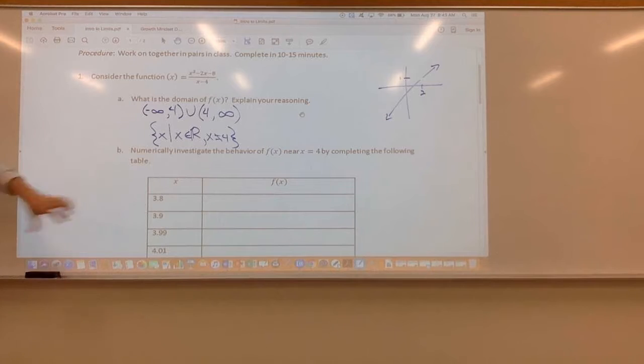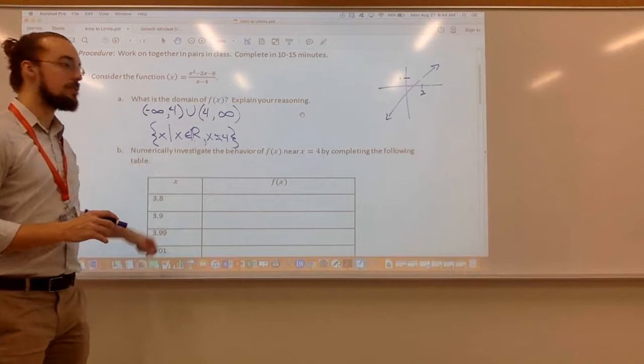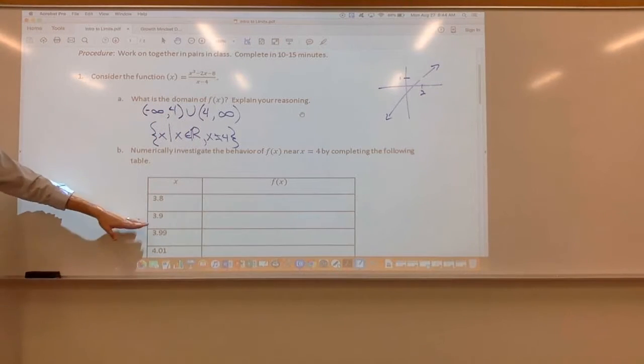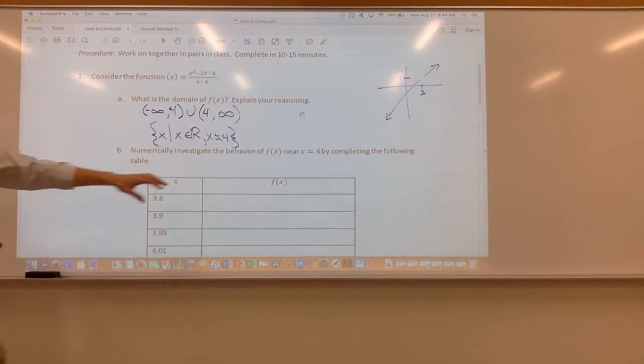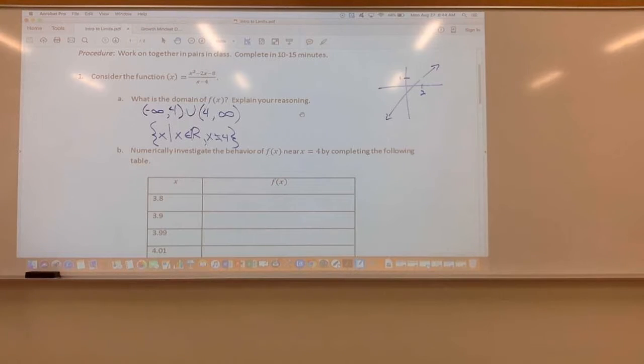So what we can do is make a table, okay, and figure out values that are really, really close to 4, okay, and see what value we're approaching. Okay, so take a minute here and plug in these 6 values into the function. Okay, plug in 3.8, 3.9, 3.99, 4.01, 4.1, and 4.2 to figure out what y value we're getting really, really close to as we get closer and closer to an x value of 4.